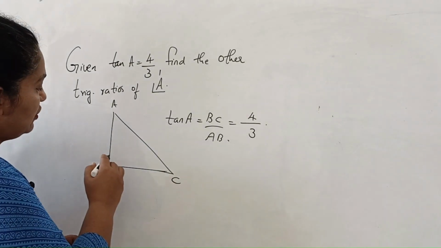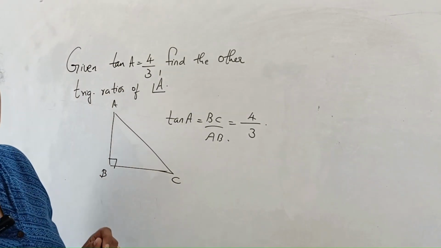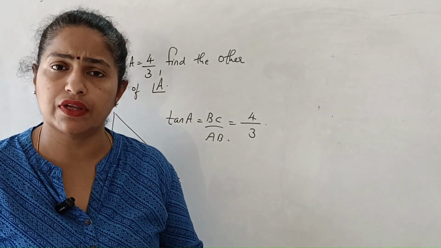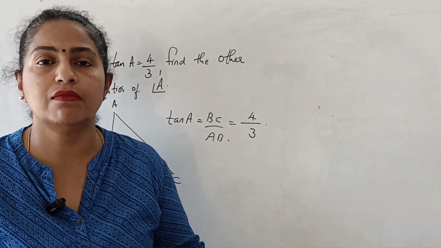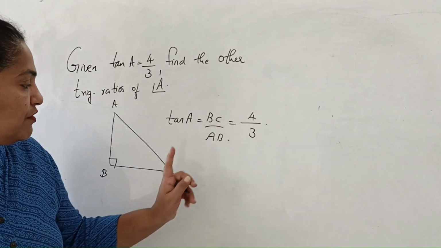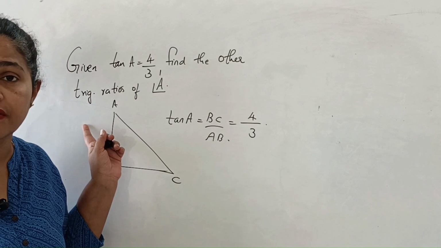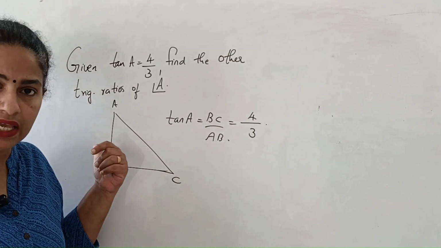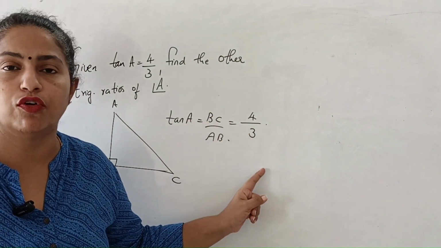I have drawn the triangle over here and I have taken angle B to be 90 degrees. It doesn't matter whether you take B or C as 90 degrees, the reason being we are bothered only about A for now. So tan of A is defined as the opposite side by adjacent side, which is BC by AB, and that value is given by 4 by 3.